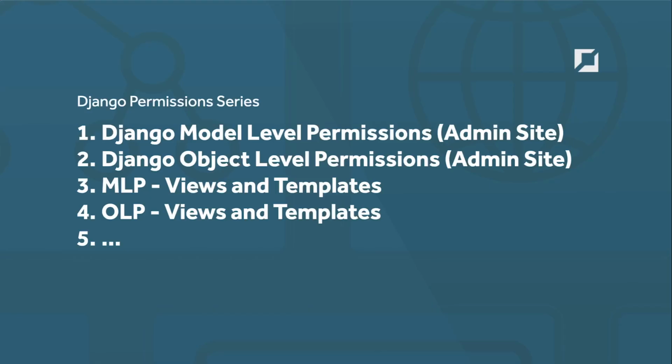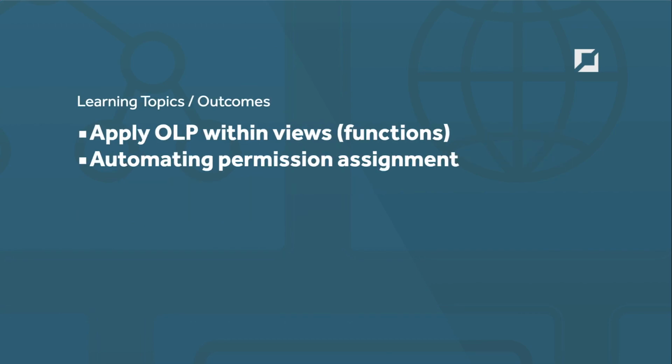As I previously mentioned, this is part 4 of this permissions series. If you haven't seen the previous tutorials, it's well worth going through this step by step. In this tutorial, we're utilizing Django Guardian to apply object level permissions within views and also templates. And then at the end of this tutorial, we'll have a look at automating permission assignment.